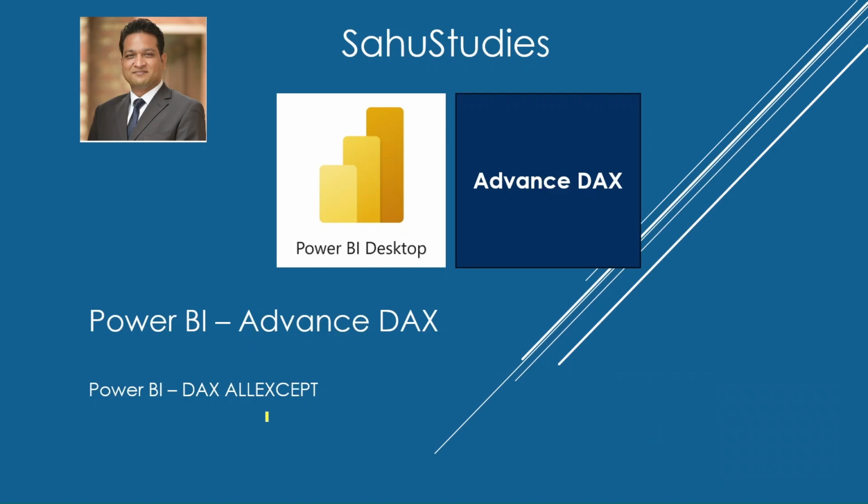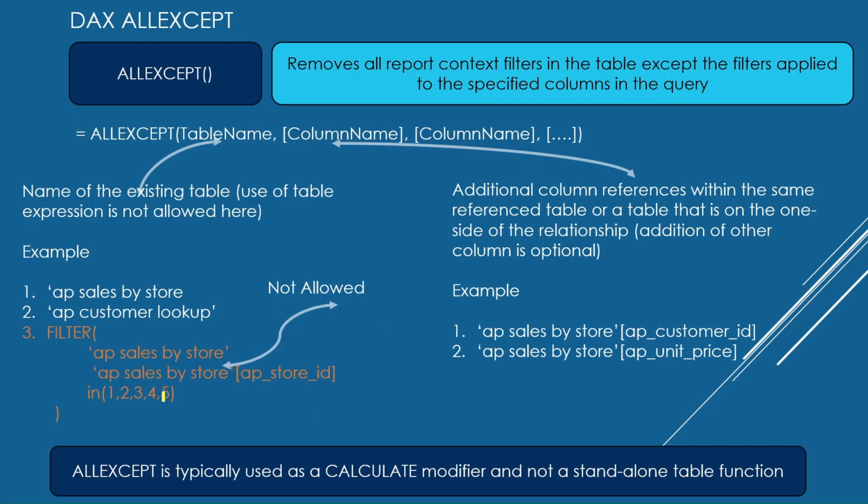In this video, we are going to discuss the ALLEXCEPT function in Power BI. So why do we use the ALLEXCEPT function? The ALLEXCEPT function removes all report context filters in the table except filters applied on a specified column.